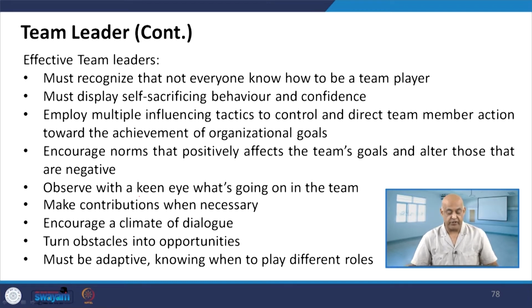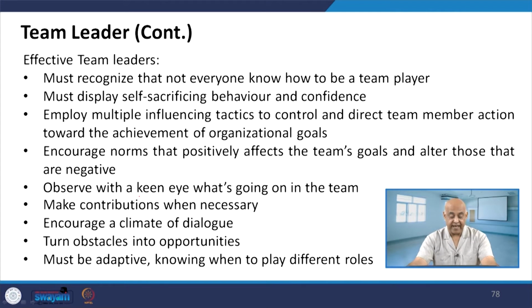Encourage norms that positively affect the team's goals and discourage those that are negative. You cannot keep everybody happy, so there will be certain team members who will be negative. Therefore it is important that we encourage the positive norms, which affect the team's goals and its members.